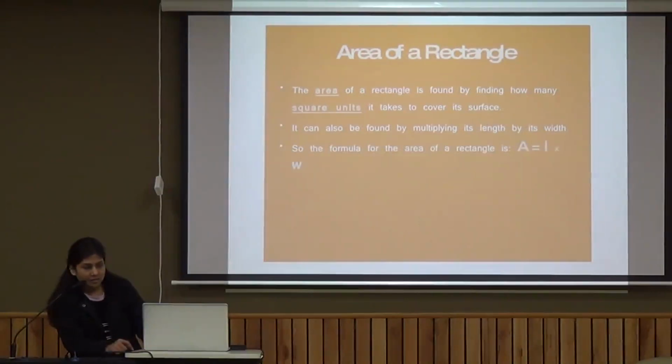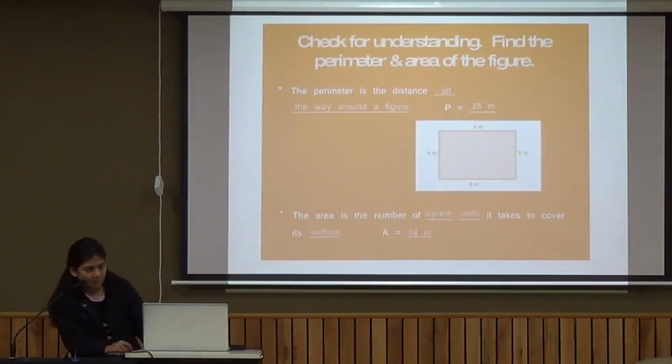Similarly, area of rectangle can be found out by multiplying the length of the rectangle into the breadth of the rectangle. Therefore, area is equal to length into breadth. Now, let us check for understanding.